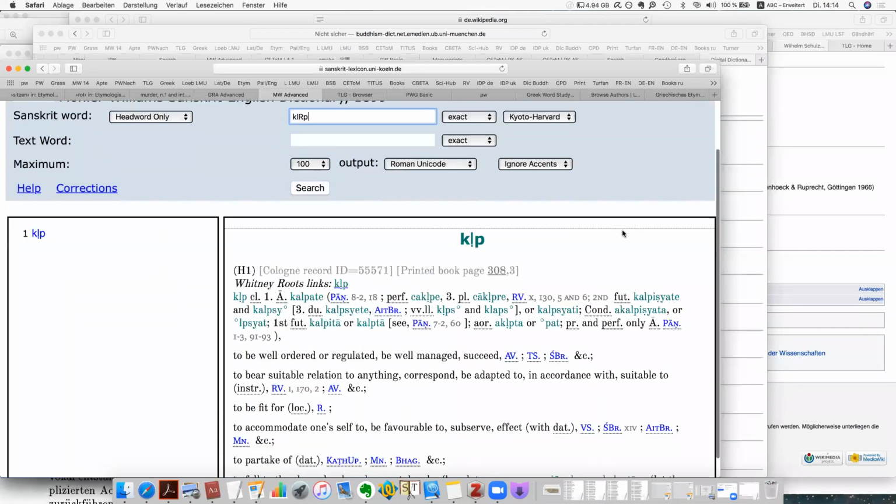There's a word called krip, right? So krip means be well ordered or regulated, be well managed, right? So this is a state. 这个表示状态，对不对？就是它非常规整的放在那里。So it's well ordered. Be well ordered. So this is a state, right?